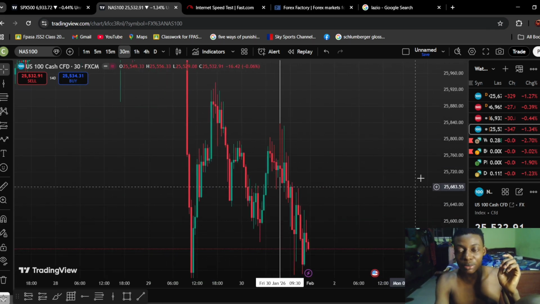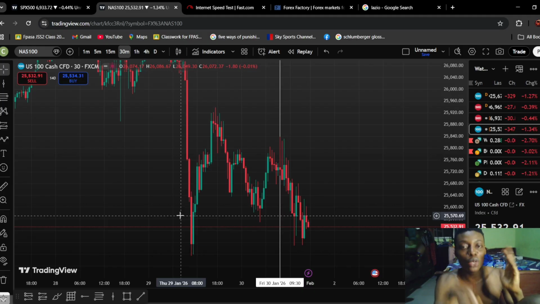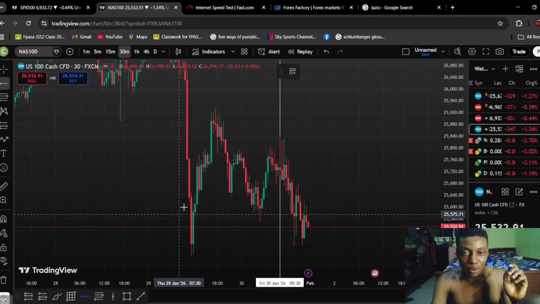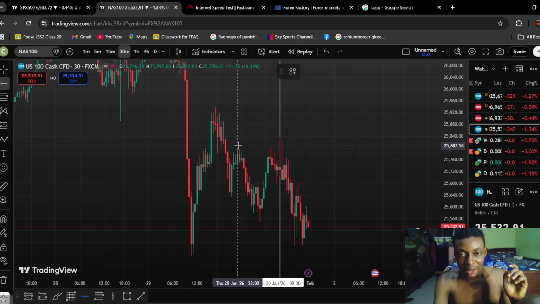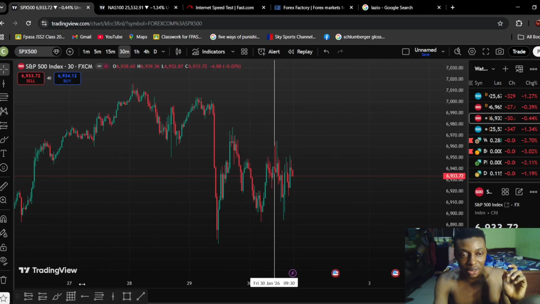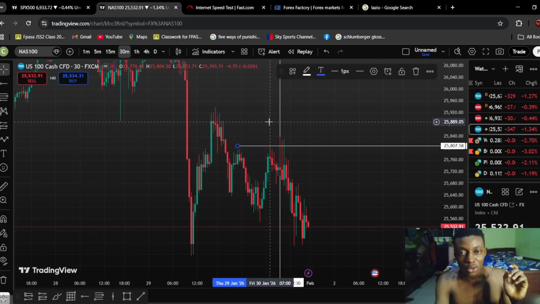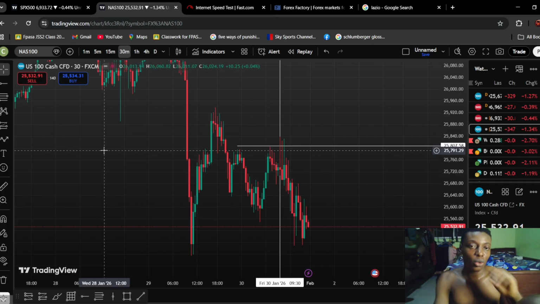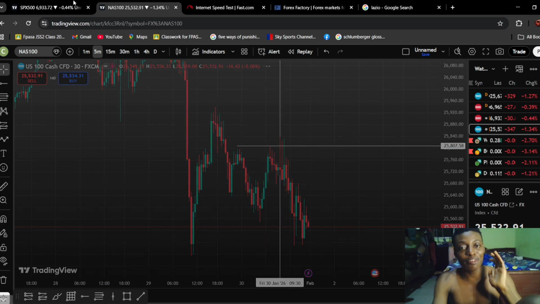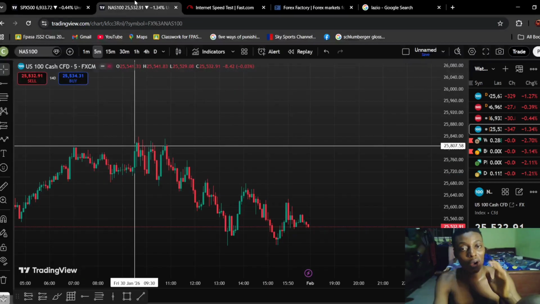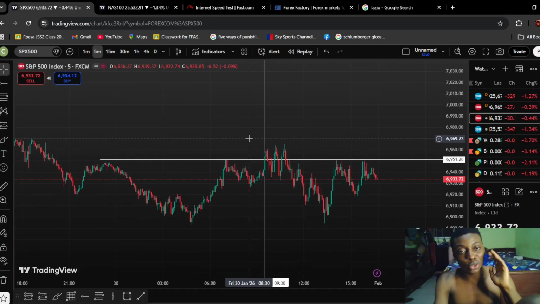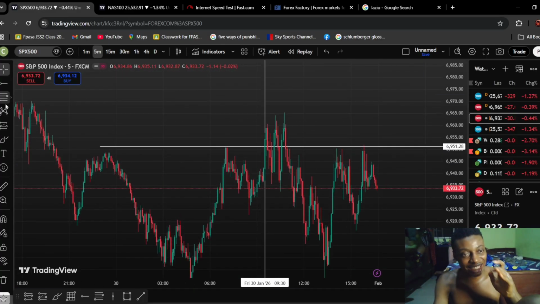As you can see on 30 minutes time frame, which I take as high time frame, he ended up sweeping this high here. He also swept this high here on SPS. You can check the time. This is 7 o'clock. Now we swept the highs on both pairs. Now I will scale to 5 minute time frame to check if I'm going to see an SMT.